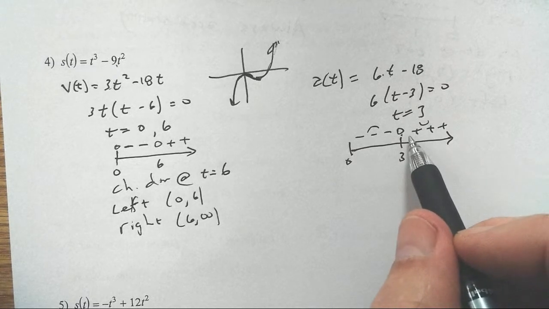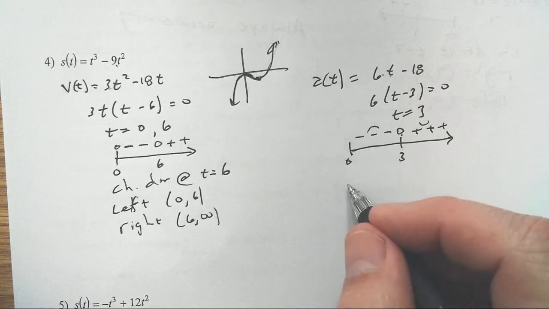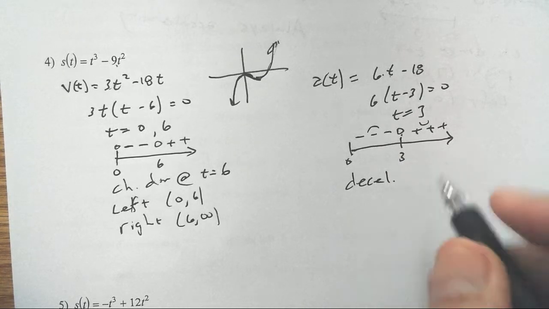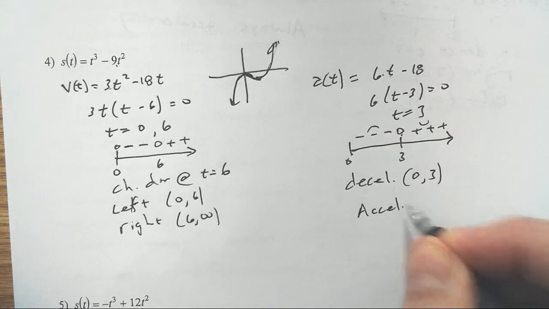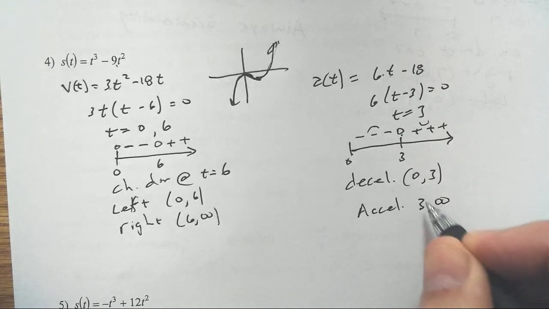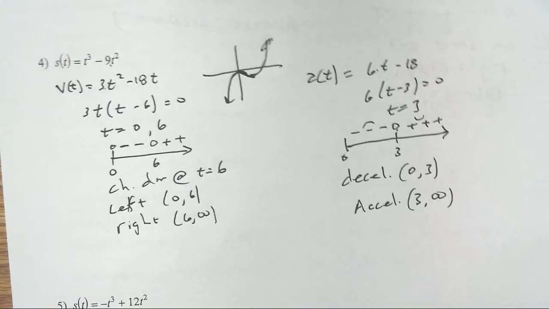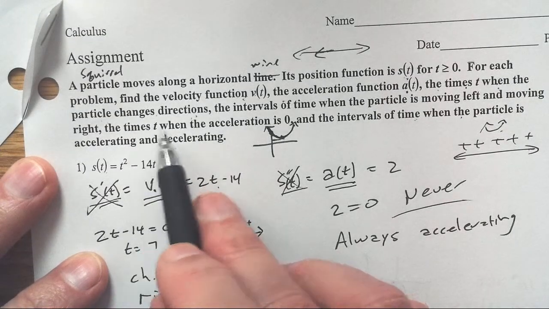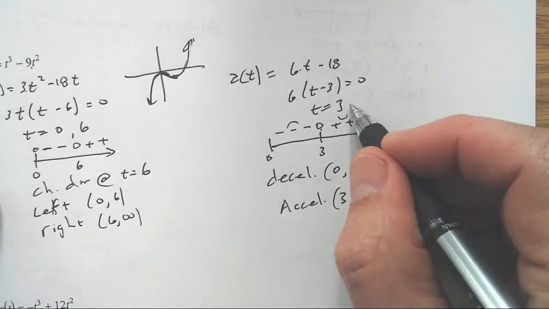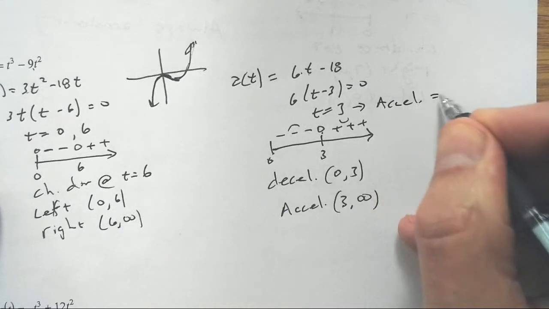So when is acceleration 0? At 3. When are we in deceleration? We are decelerating from 0 to 3. We are accelerating from 3 to infinity. Well, there's not much to that. Make sure I didn't miss anything in my instructions on acceleration. The time t when acceleration is 0. Okay, it's sort of implied. t equals 3 is when acceleration equals 0.